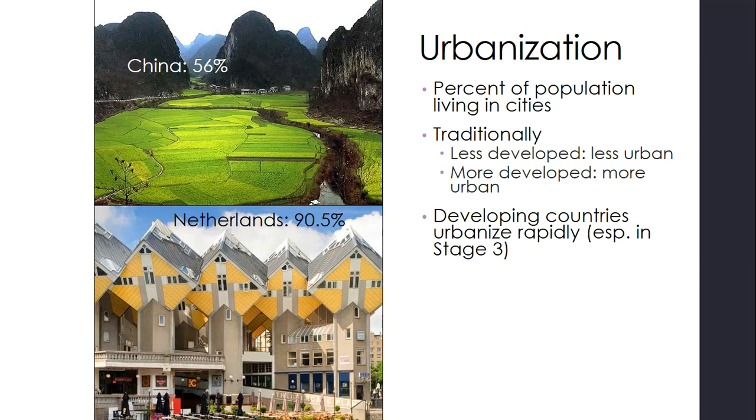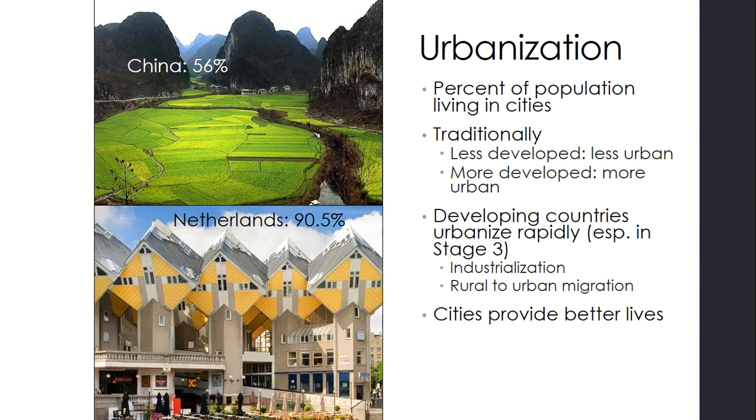Developing countries urbanize really rapidly, especially in stage 3 of that demographic transition model that we talked about. And that's because they are industrializing and they need workers. We need people to work in those factories, and a lot of people are moving to those cities in order to get those jobs. And so you have this huge rural to urban migration that's happening. This is happening a lot in many parts of Asia. It's also happening a lot in sub-Saharan Africa. Some of the growth in sub-Saharan African cities, the footprint of that city is just growing so incredibly rapidly.